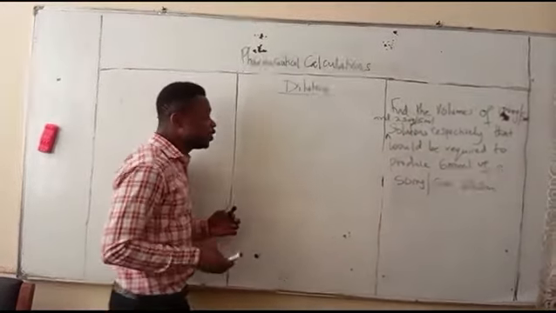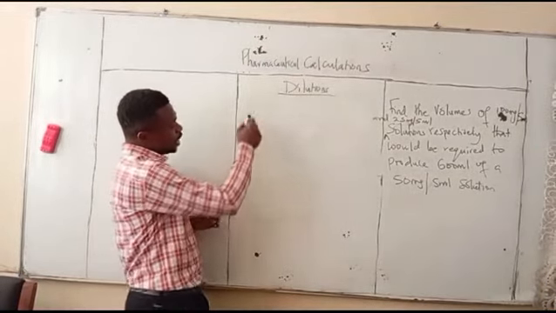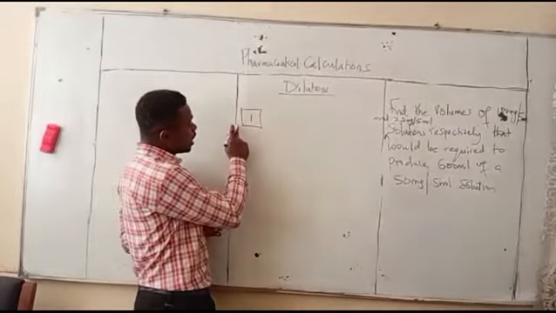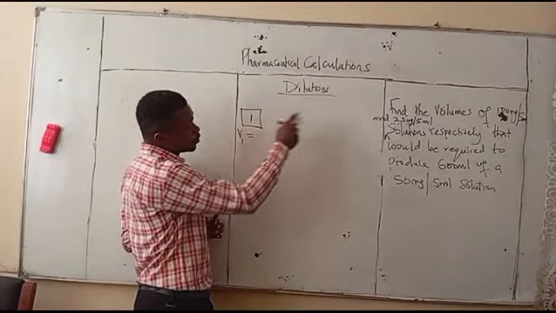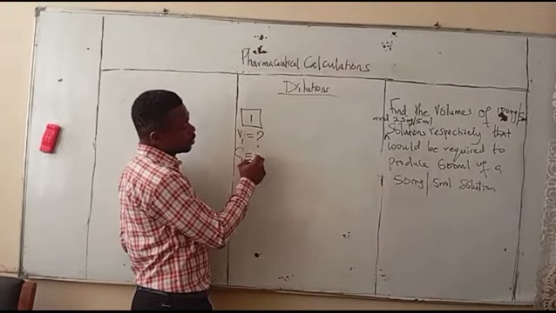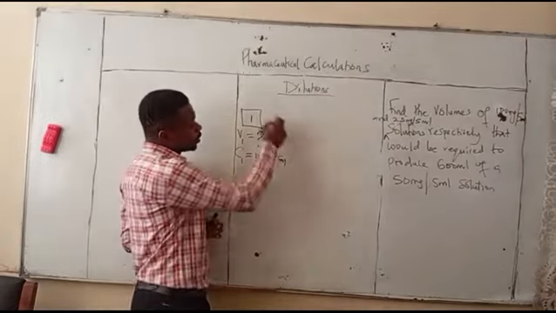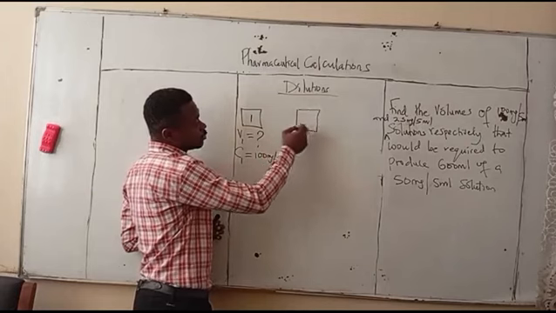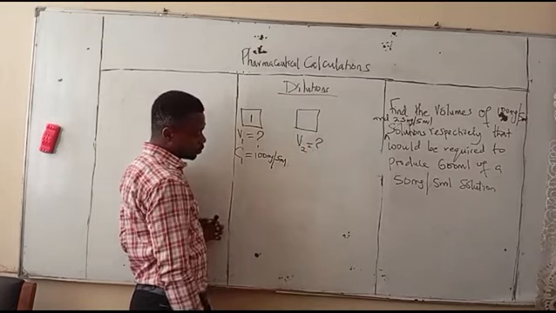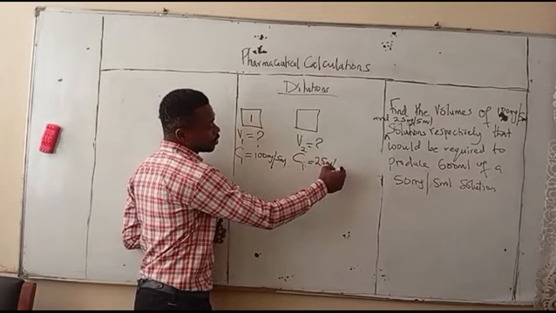Let me give an analogy now. Can you see the board from there? Let's assume this is solution 1. The volume of solution 1 is unknown. Then the concentration C1 is 100 mg per 5 ml. Then solution 2, you want to mix it with. It's the same sodium chloride, but you don't know the volume. But you know the concentration to be 25 milligram per 5 ml.